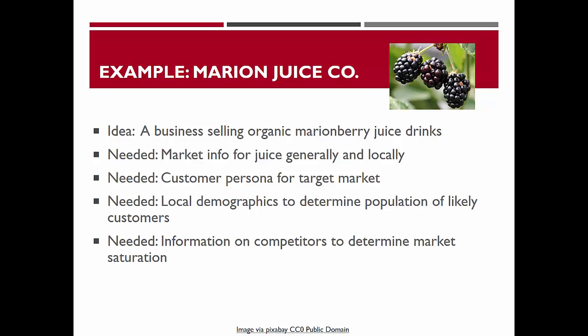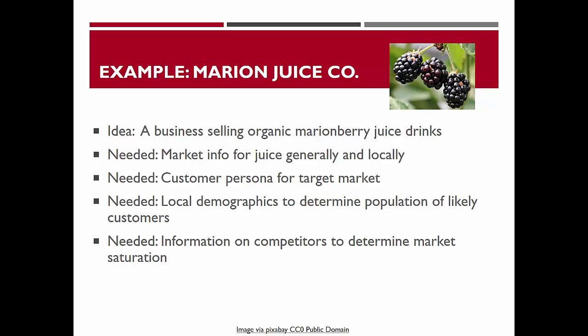So I wanted to give you guys an example of how you might go about doing something like this. So I came up with a sample business idea, which is the Marion Juice Company. It's a company that would be based here in Ashland and would be selling organic Marionberry juice drinks. What we would need to know in order to understand if we should go ahead with this business idea would be what is the market information for juice generally in the national picture, and also locally in Oregon or even in Ashland and Medford area.